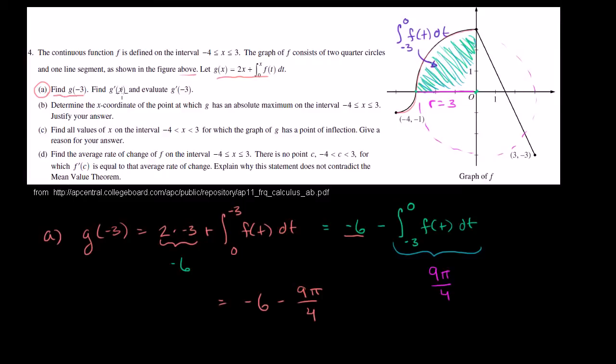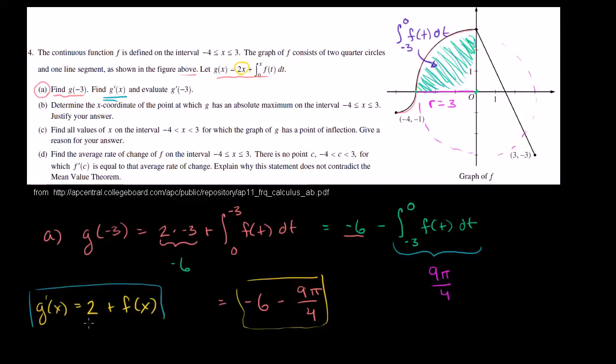Then they say find g prime of x. So let's find g prime of x. We did the first part of part A right over there. Then we need to find g prime of x. G prime of x is just going to be the derivative of g of x. The derivative of 2x is just going to be 2. And then, this is the fundamental theorem of calculus right over here, the derivative of the definite integral from 0 to x of f of t dt is just going to be f of x. We did this second part right over there. That is g prime of x.